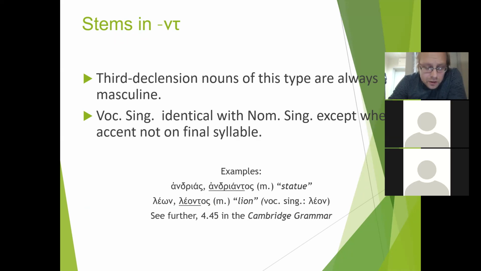As in this case, the shortening of the vowel in the vocative singular takes place when the accent is not on the final syllable. But let's overview the full paradigm for the inflection of Andreas. And then if you want to compare, you find further examples in section 445 of the Cambridge Grammar.